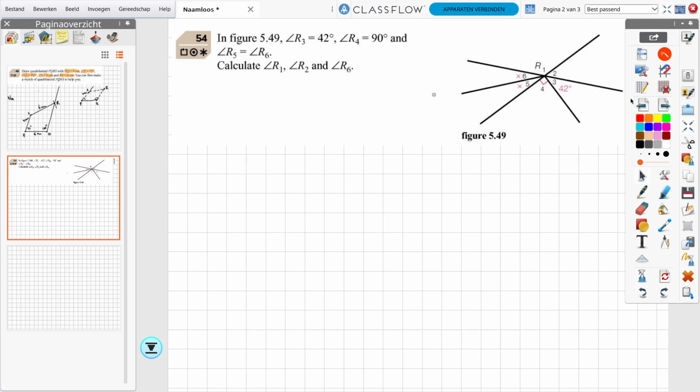Let's take a look. In figure 5.49, this one, angle R3 is 42, it's given. R4 is 90 degrees, it's given with the symbol. And we don't know how big angle 5 and 6 are, but we do know that they are equal to each other at least. And now you want to calculate angle 1, 2 and R6. So not all of them, apparently not R5, but R5 is the same as R6, so it would be practically the same, right?